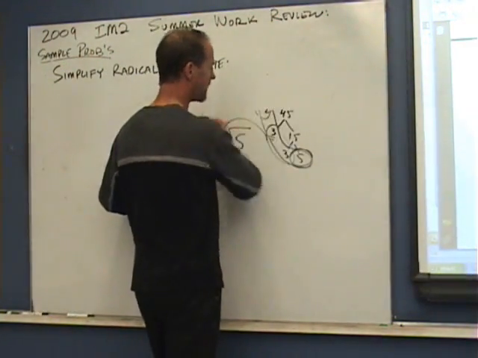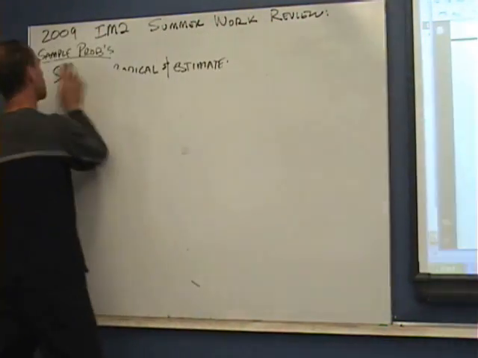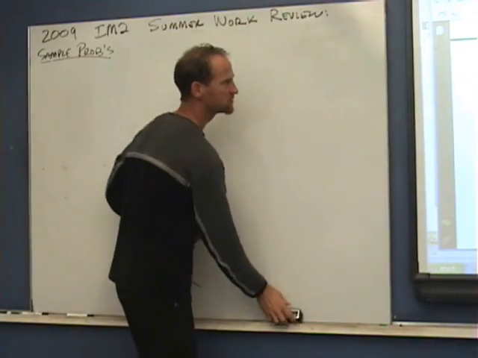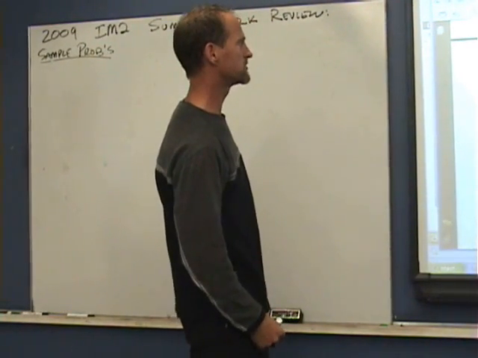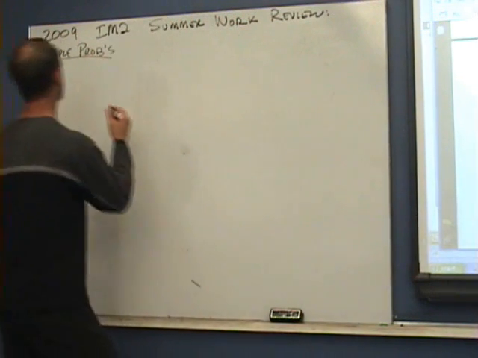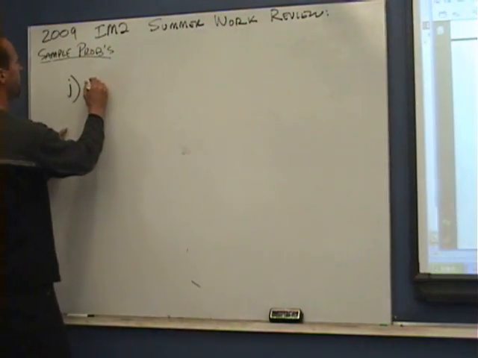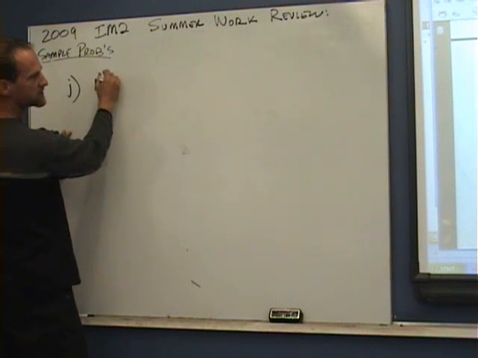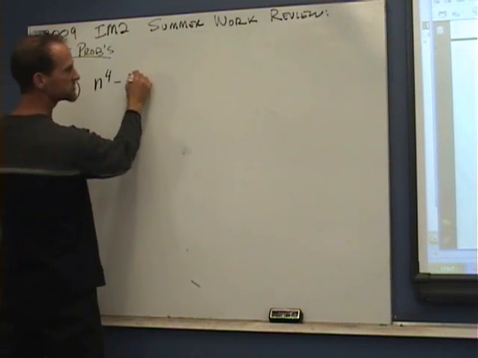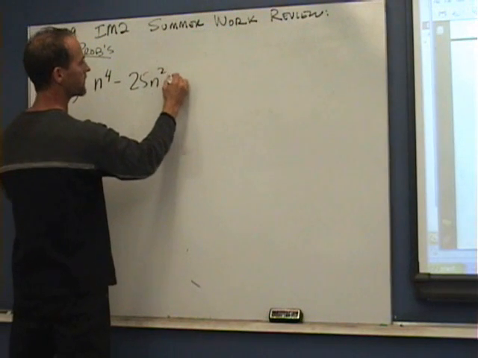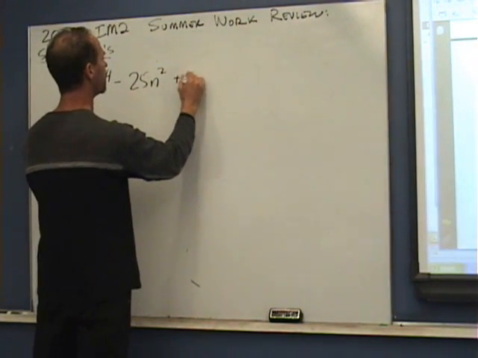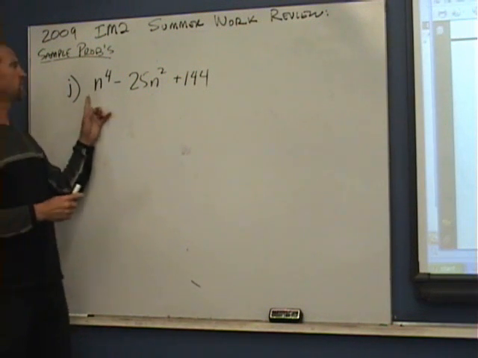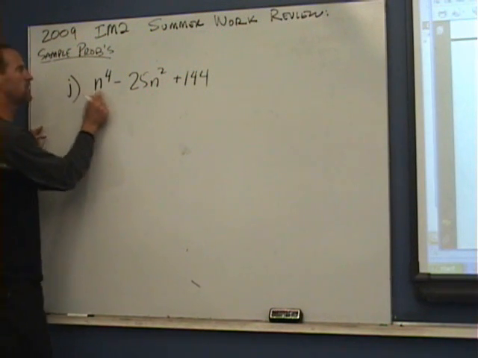Now this is often the number one tough topic, so I'm going to spend a little bit of time on factoring. I'm going to choose maybe one of the more difficult problems. I think I'd like to look at J. J starts out there as, I've got it over here on the side, n to the 4th minus 25n squared plus 144.